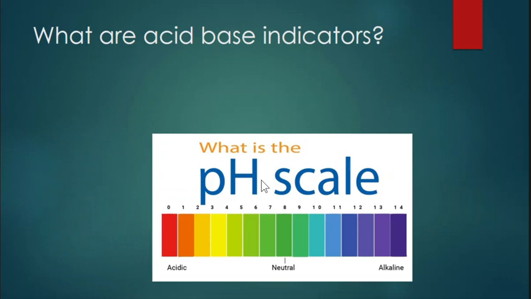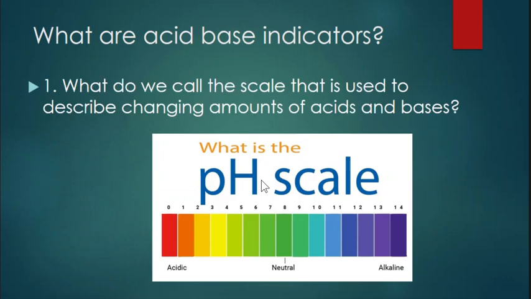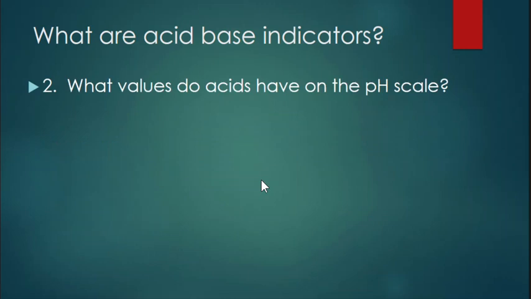So, what are acid-base indicators? Let's see. What do we call the scale that is used to describe changing amounts of acids and bases? The pH scale. We've already encountered that. All right. Who remembers from 3, 4, 5 weeks ago? Alex, what values do acids have on the pH scale?